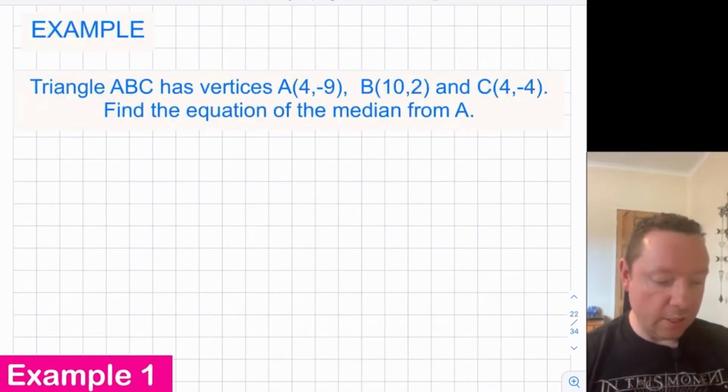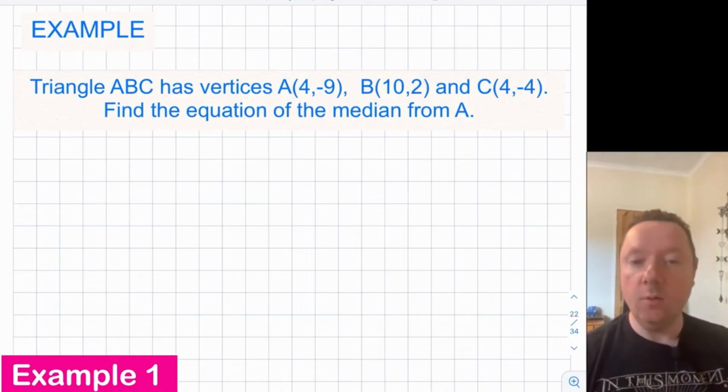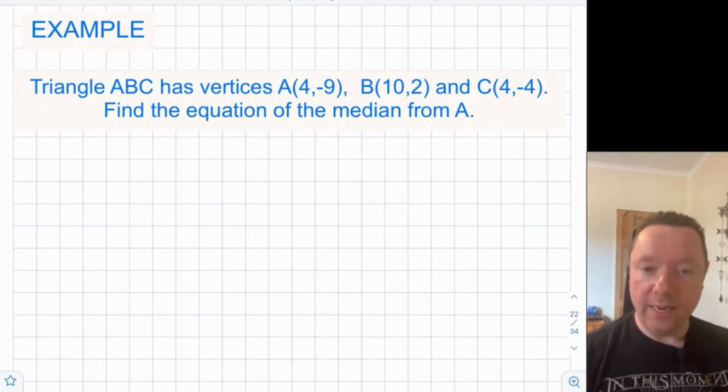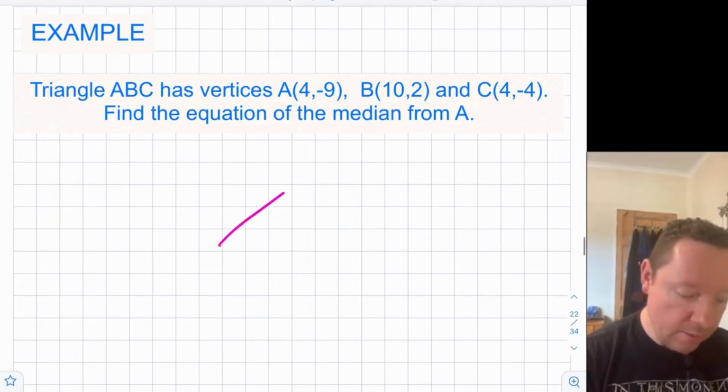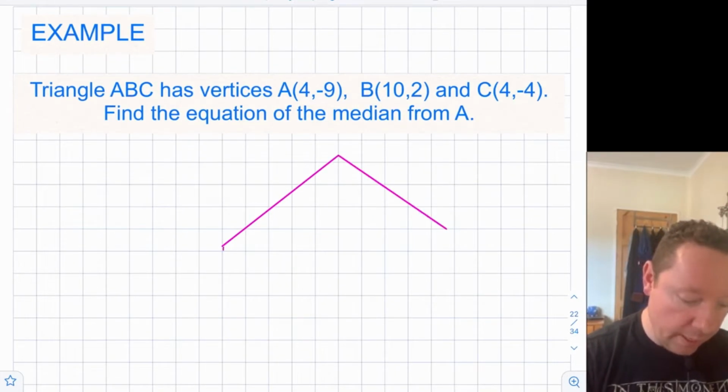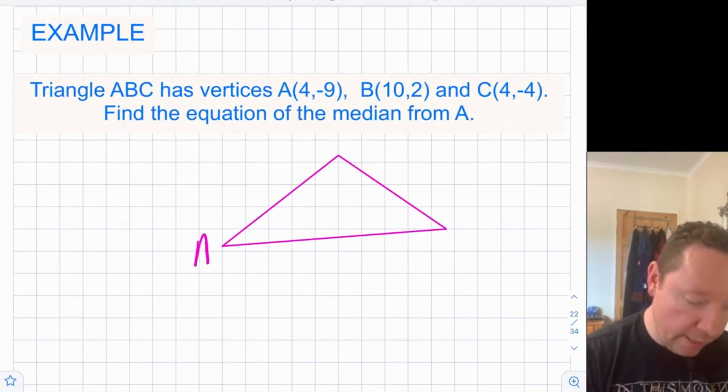First example says triangle ABC has vertices A(4, minus 9), B(10, 2), and C(4, minus 4). Find the equation of the median from A. So I might as well just draw a triangle to see what I'm looking at. It doesn't have to be exact or accurate, it can just be any old triangle, just to give me an idea. Let's just call that A, this is B, and this is C.